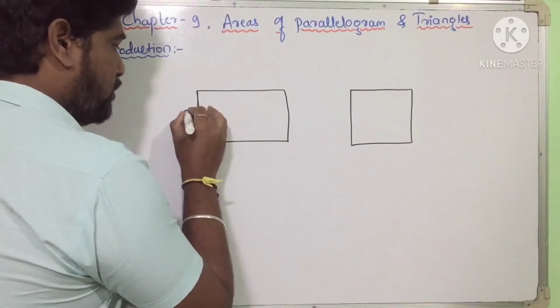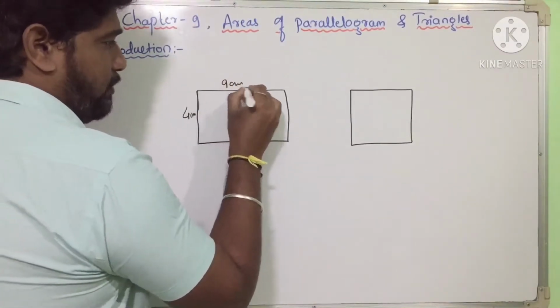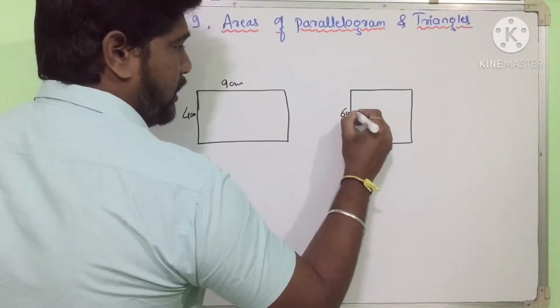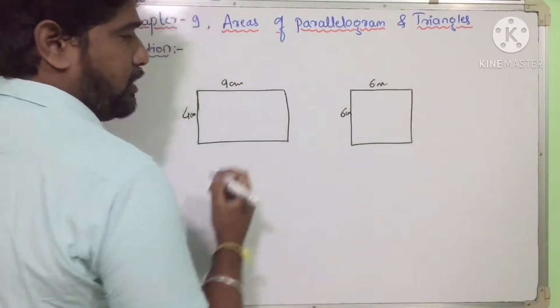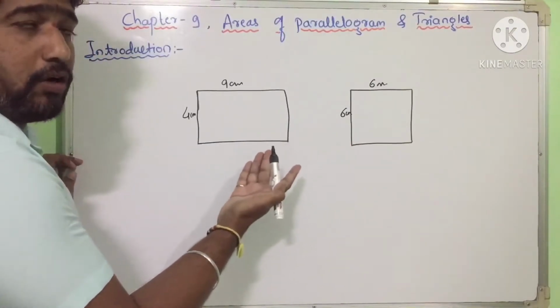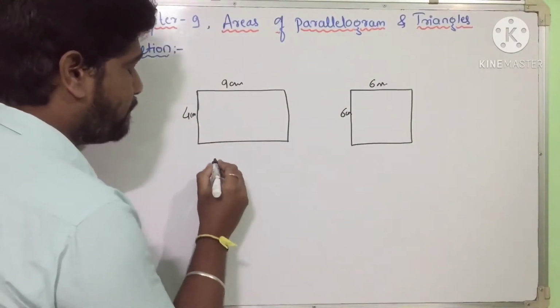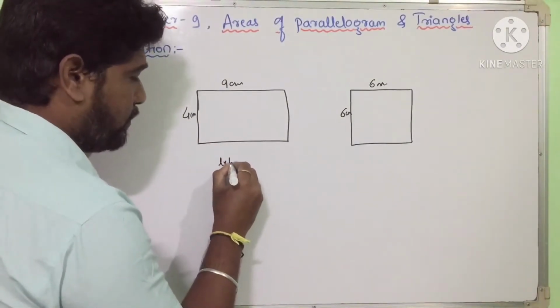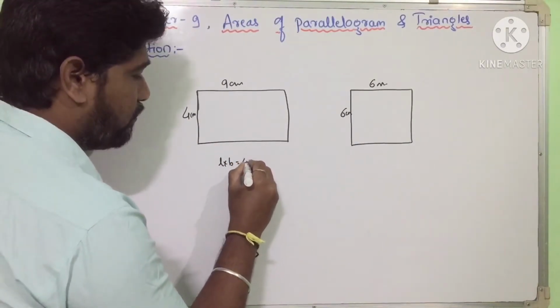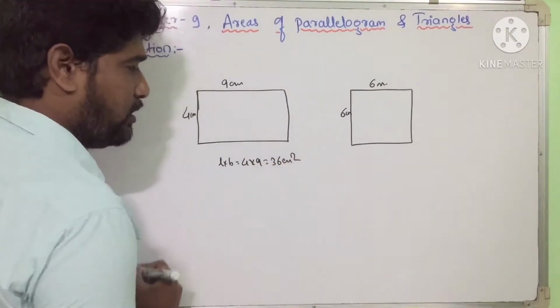So here it is 4 centimeter and here 9 centimeter. And here it is 6 centimeter and here also 6 centimeter. Shape and size are different, so these two are not congruent to each other. Then find out this area. So length into breadth, L into B, is equal to 4 into 9, is equal to 36 centimeter square, right?